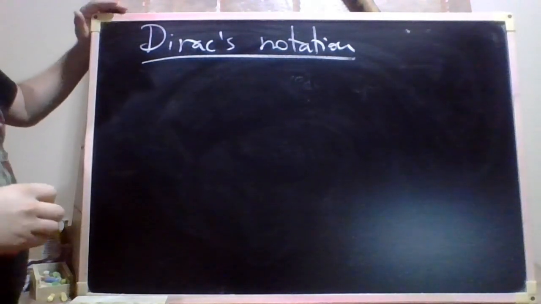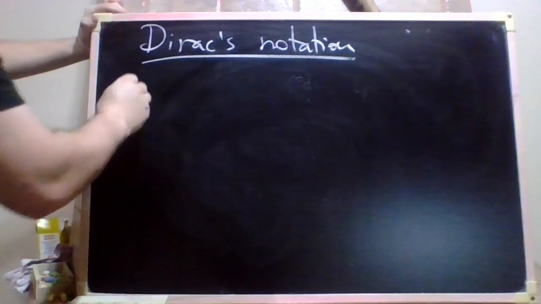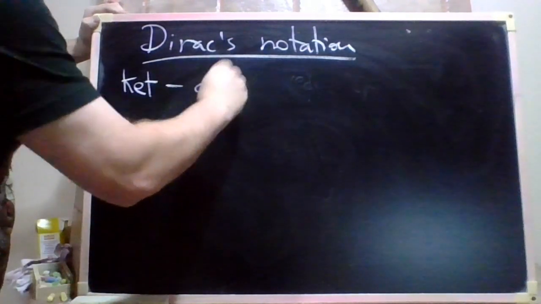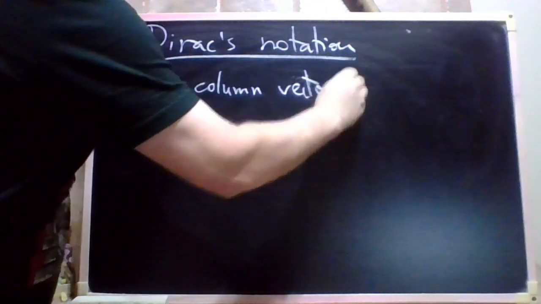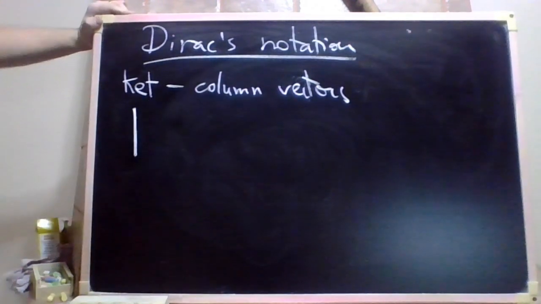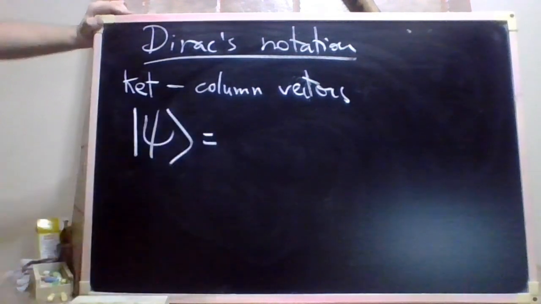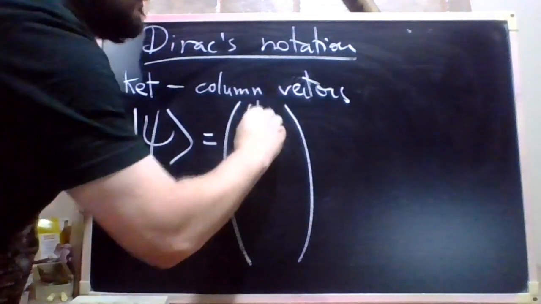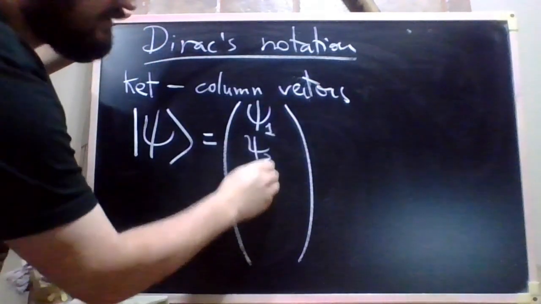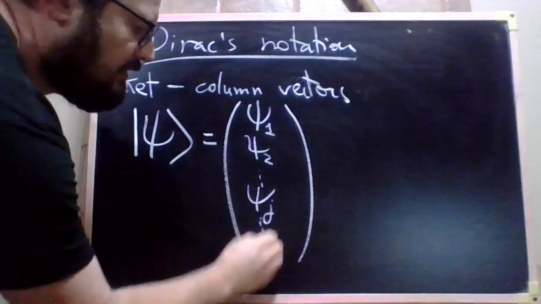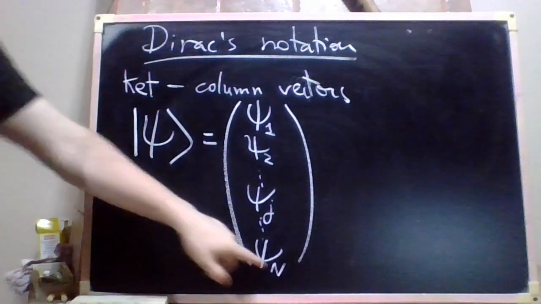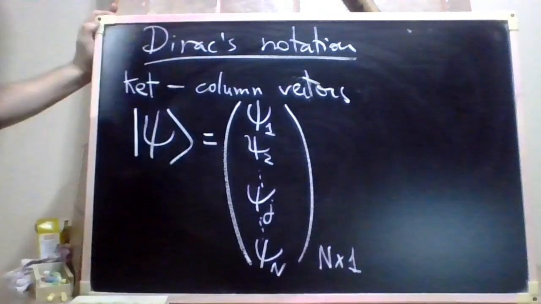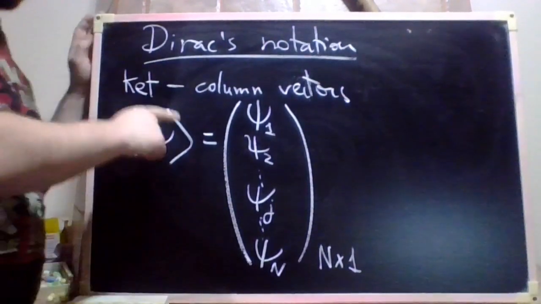You have a space where column vectors are known as kets. So you'll have a ket space, column vectors, denoted by this symbol, suppose psi. This is a vector in Hilbert space. It is a column vector. It has n components, so psi 1, 2, and so on, j, till you get the n component. So it is a column vector. It has n rows by one column. Okay, this is a ket. This is the notation for a ket.